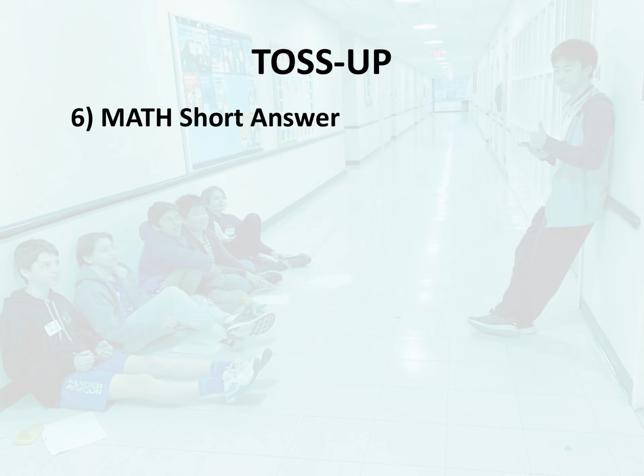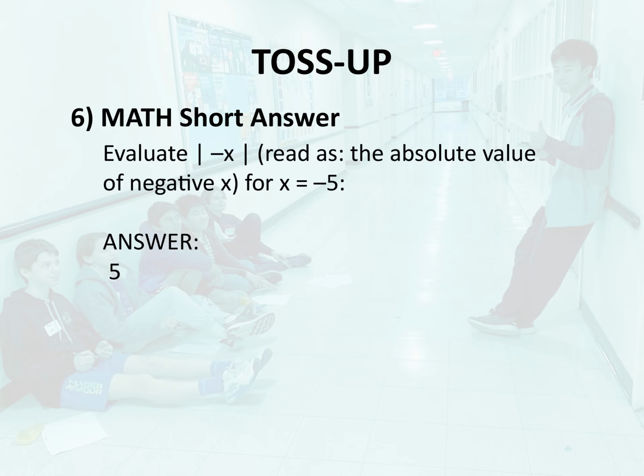Toss-up 6. Math. Short answer. Evaluate the absolute value of negative x for x equals 5. Answer, 5.